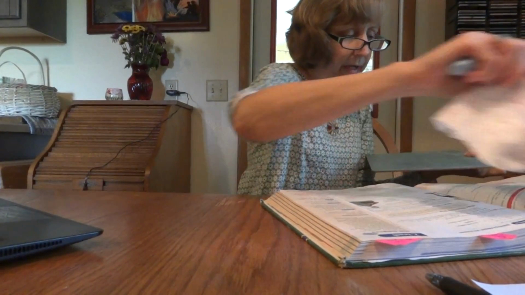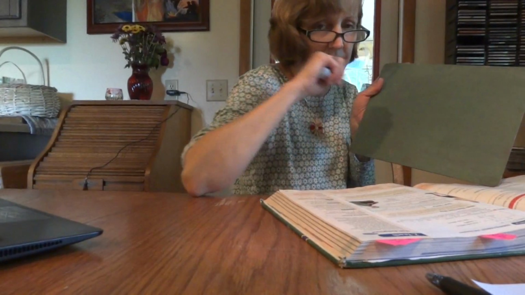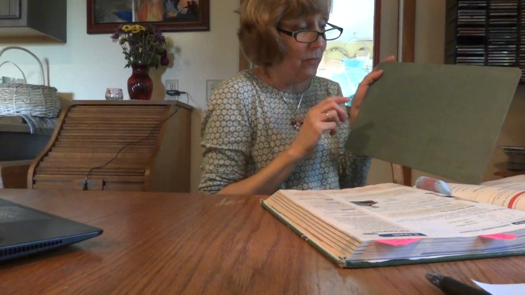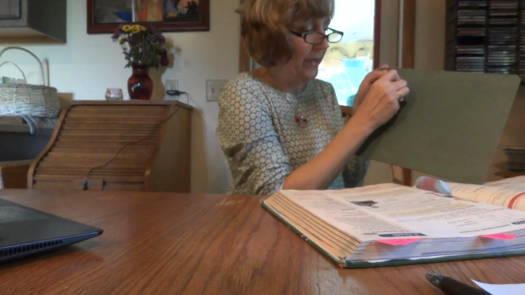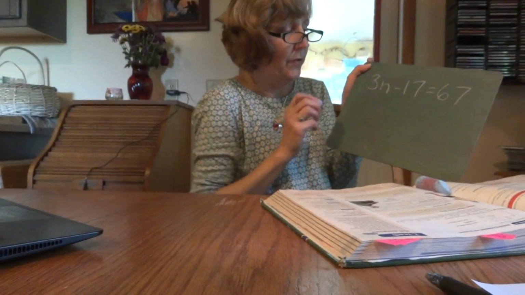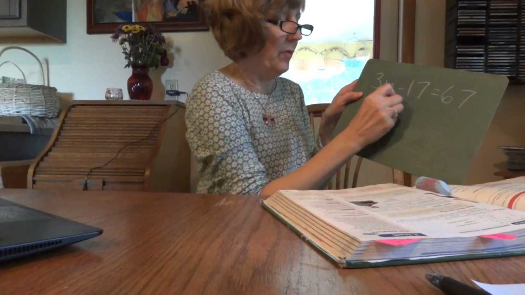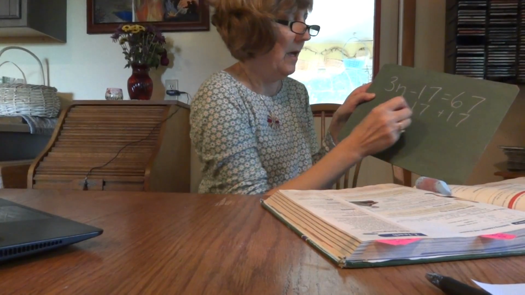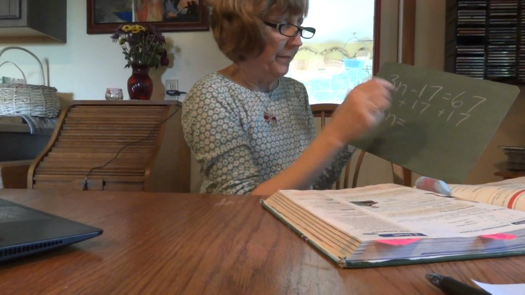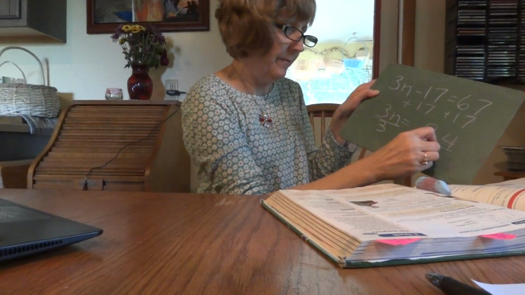Let's try check understanding 1, A, B, and C. While I'm doing it, I'd like you to watch carefully and see if you get the same answer as me. Make sure that I'm doing it right. The first problem is 3n minus 17 equals 67. Ask yourself what you do first. First thing you do is add 17 to both sides. So we're left with 3n equals, and it's going to be positive 84. Then divide both sides by 3.